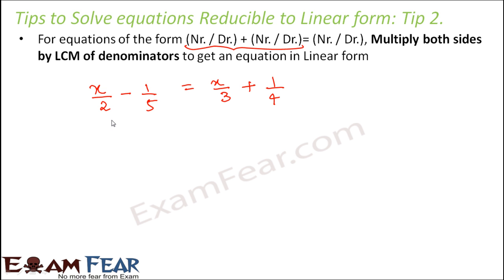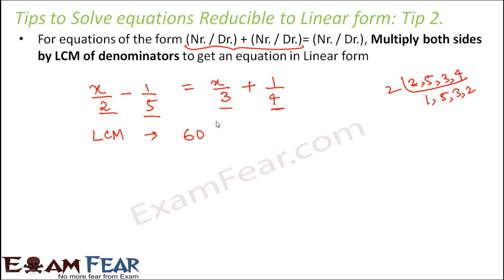Now what would be the LCM of the denominators? What are the denominators here? So here the denominators are 2, 5, 3, 4. If you find out the LCM of 2, 5, 3, 4, the LCM would come out to be 60. Just try to find out the LCM of 2, 5, 3, 4. So you would get something like this: 2 into 2, 4 into 3, 12 into 5, 60. Therefore the LCM would be 60.